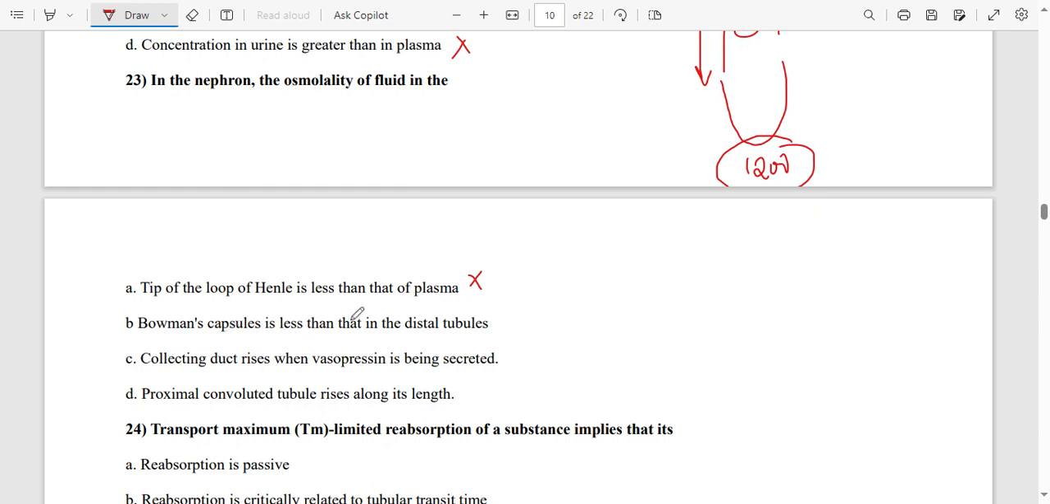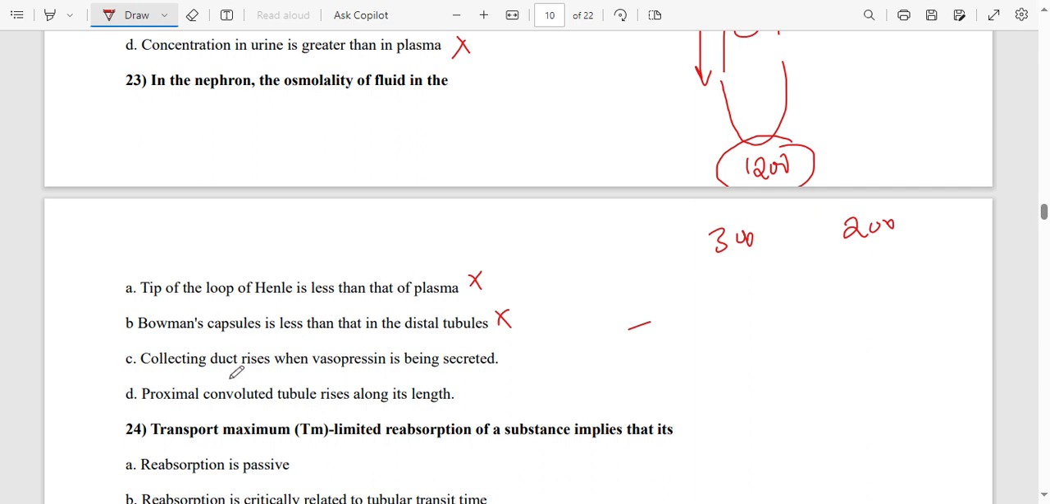Bowman's capsule is less than that in the distal tubules. In the Bowman's capsule, the concentration is around 300. And then at the end, in the distal convoluted tubules, the concentration is supposed to be also the same. So meaning this statement is not true. If at all, actually in the distal tubules the concentration will reach even up to 200, meaning that it's supposed to be less in the distal tubules.